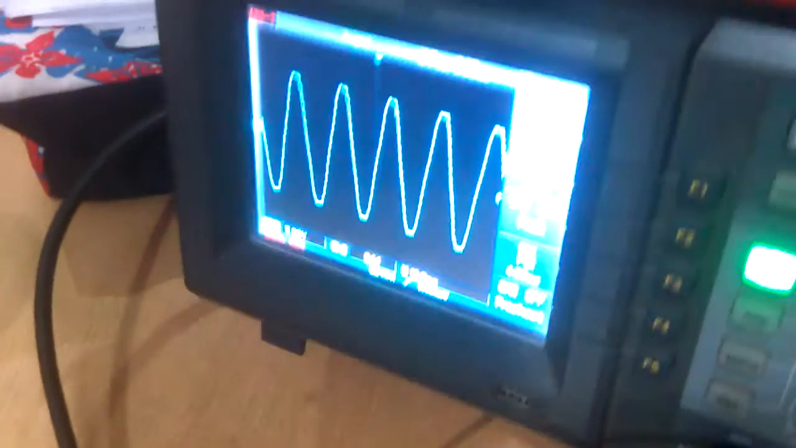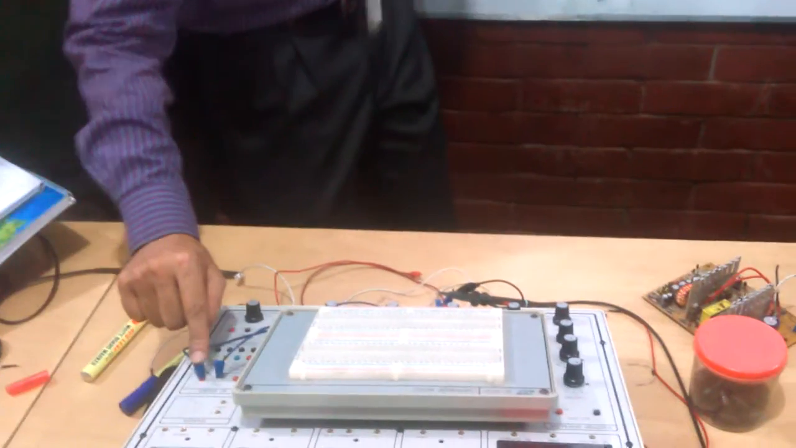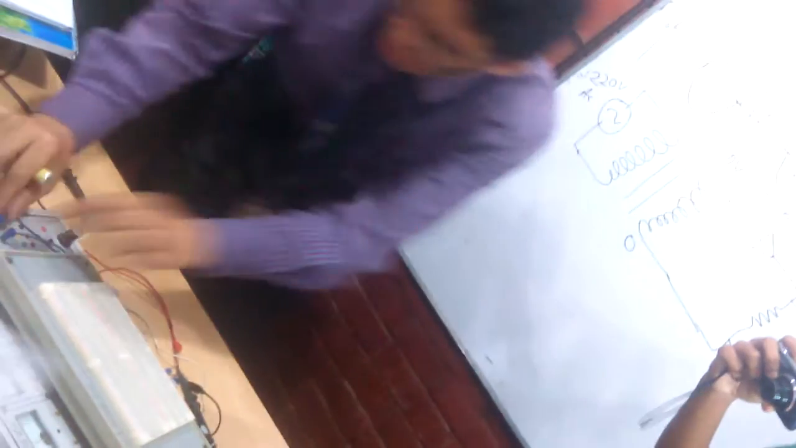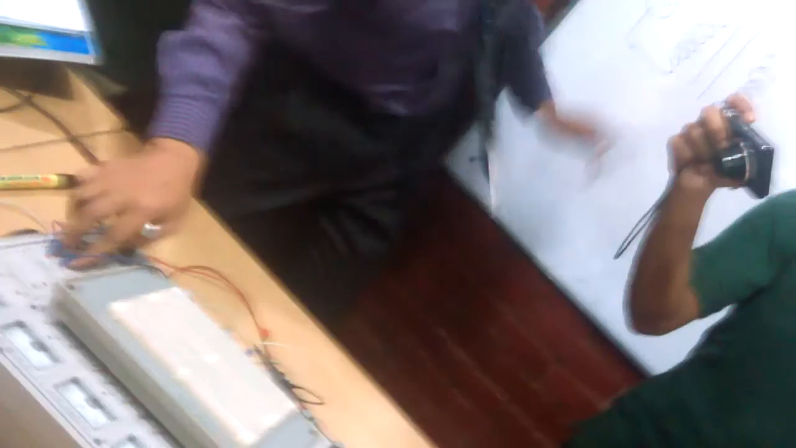Okay, so this is our input. Let's make the diagram here. First we start from the transformer output. This one is the ground and this one is the 9 volt. Can you see, ground is 0 and this is the 9 volt. So this is the transformer output.